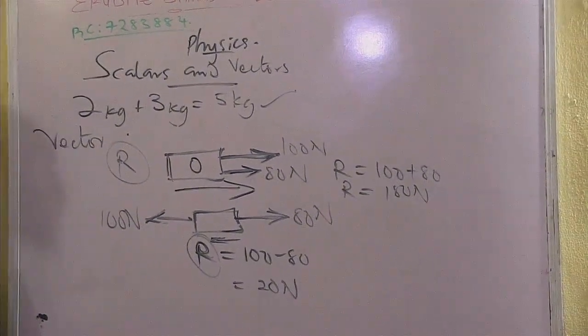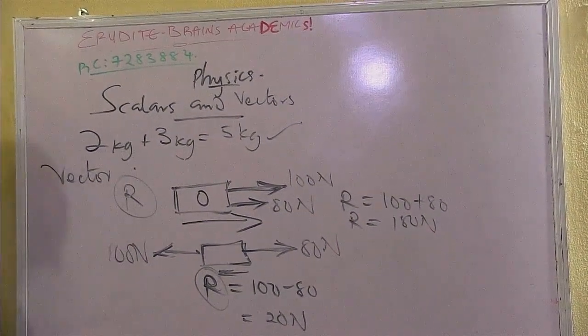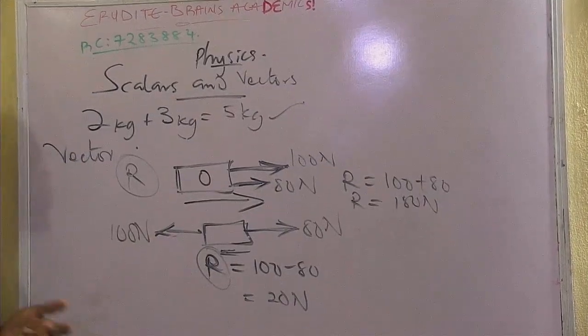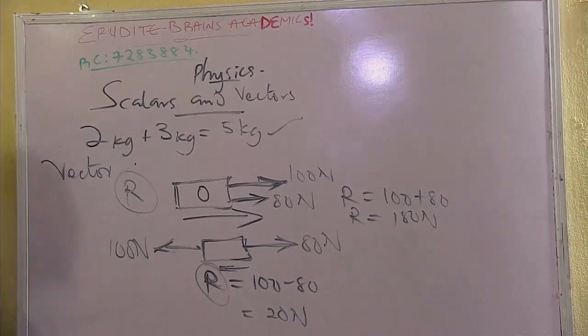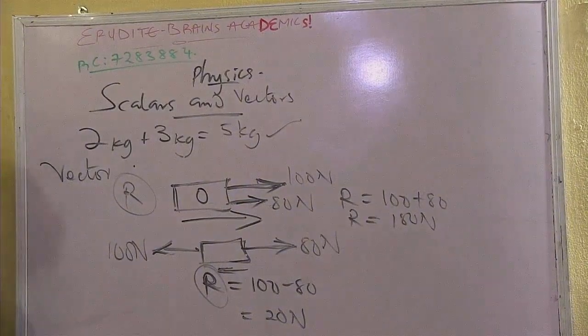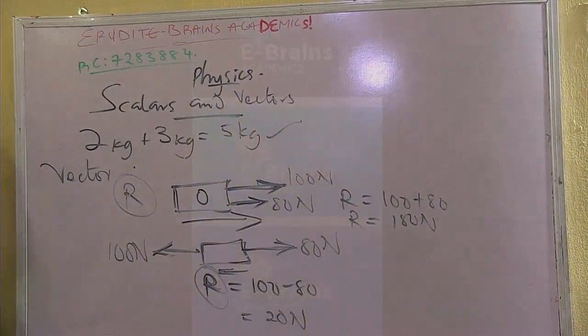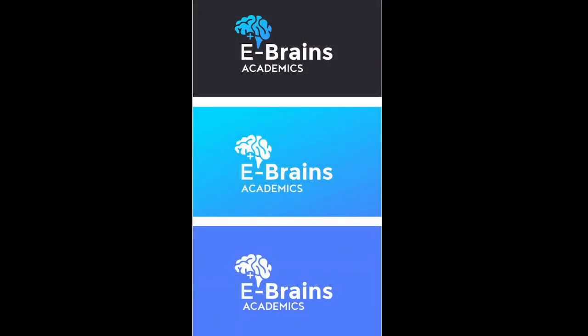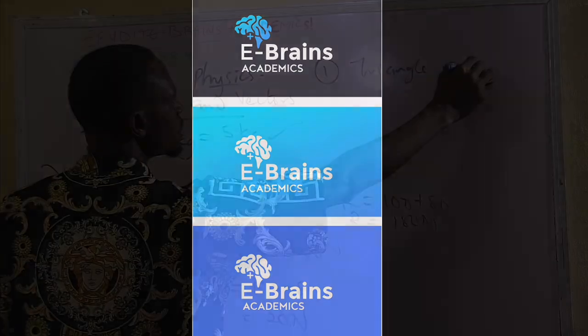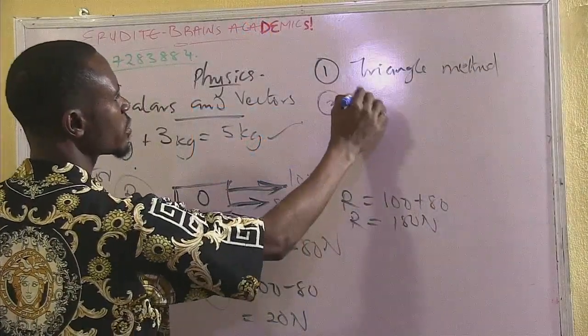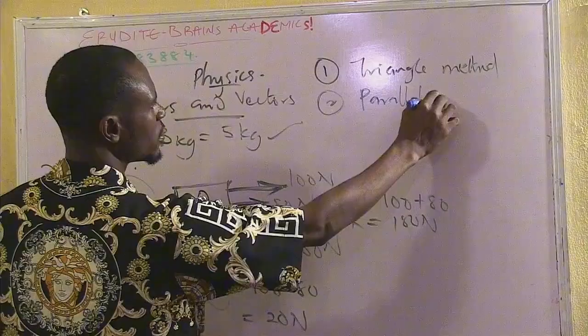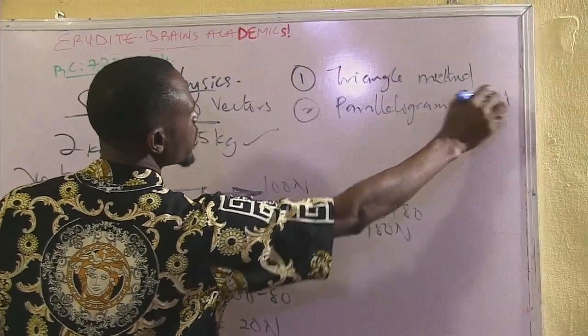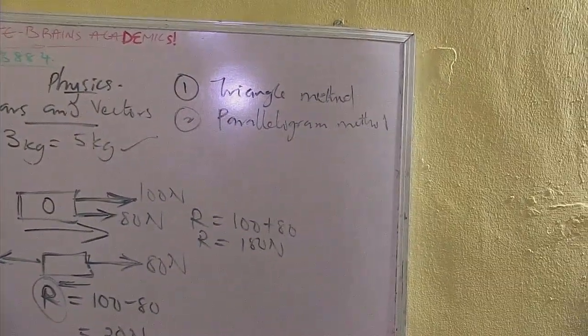But then we can still have more explanation when it comes to dealing with directions under a particular degree, that is, angle and whatever. So we have two different methods that we can use to resolve a vector. The first one is going to be the triangle method, and the second one is going to be the parallelogram method. I'm going to explain these two methods.